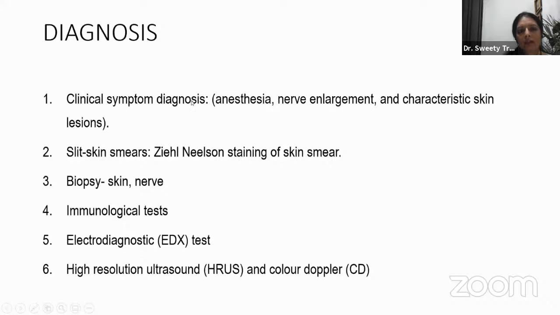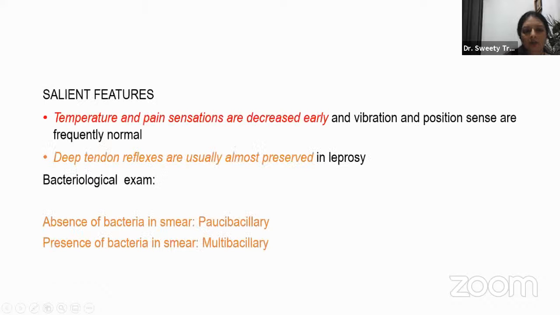So how do you diagnose? By clinical symptoms, slit skin examination, biopsy of skin or nerve, immunological tests, electrodiagnostic studies, and high resolution ultrasound. In clinical examination, what is the salient point that you should remember? Temperature and pain sensations are decreased early. Vibration and position sense are usually normal until the end, except in extremely end-stage patients. Deep tendon reflexes are almost preserved in leprosy patients, even in advanced disease.